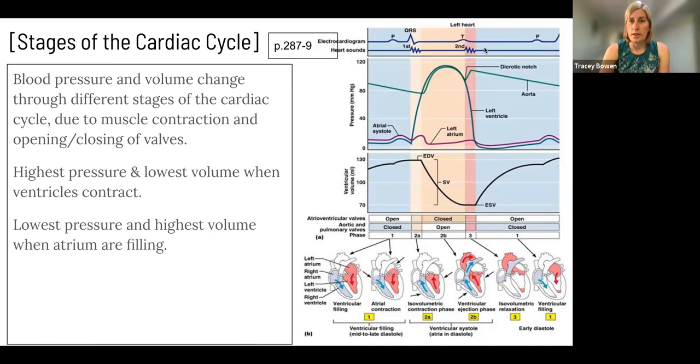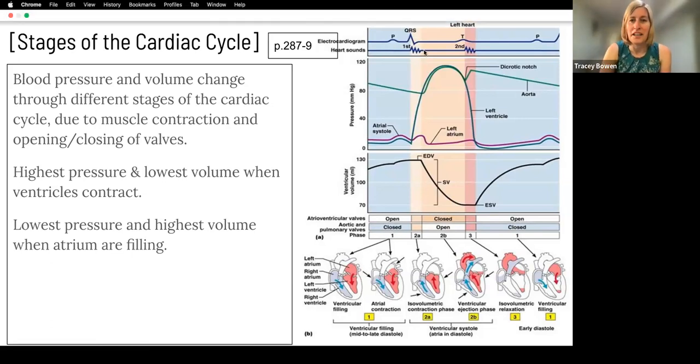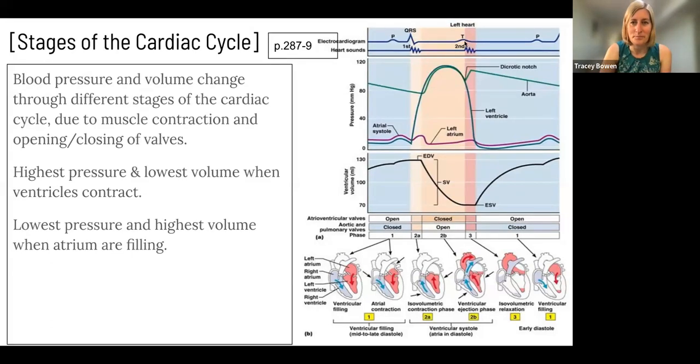Additionally, if you're looking at an electrocardiogram, this measures the electrical signals in your heart. And so you have a P wave, a QRS wave, and a T wave. The P wave is measuring when your atria contract. The QRS wave is when your ventricles contract, and then the T wave is when these semilunar valves close.